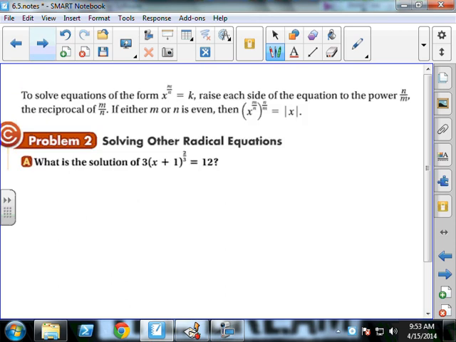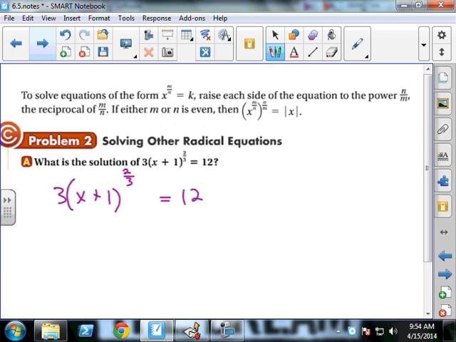So problem 2 now. Ooh, they've got some weird exponents going on here. In this problem, we've got 3 times the quantity x plus 1 to the exponent 2/3, and that's equal to 12. So again, we're going to do some housekeeping. And if you remember anything at all about fraction exponents, all they really are is radicals.